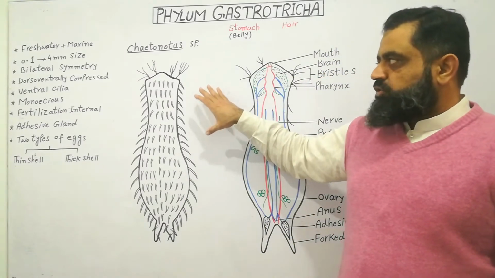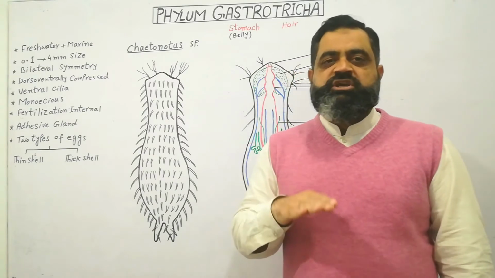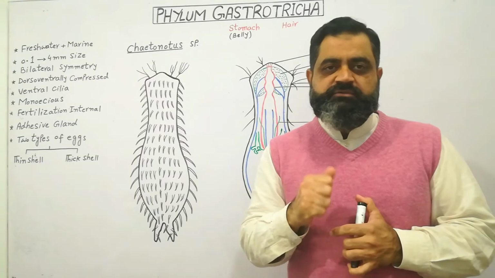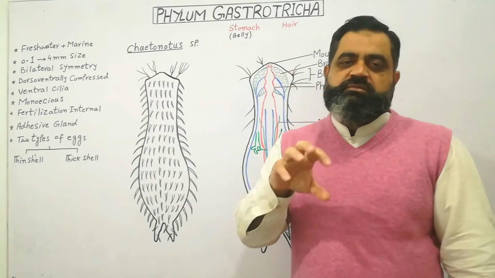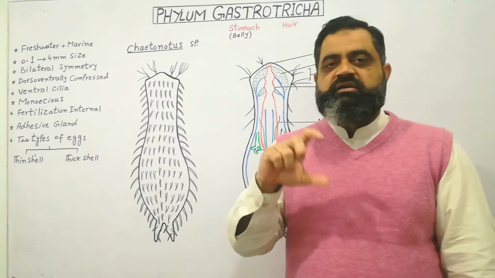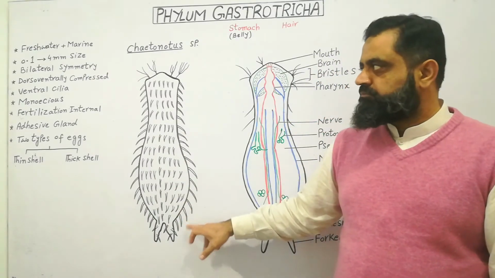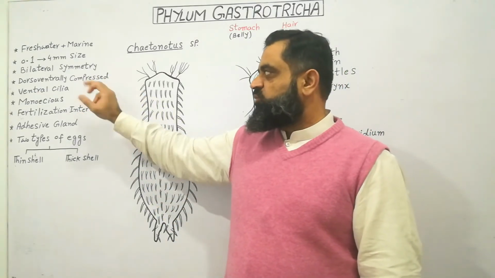These animals are dorsally compressed, dorso-ventrally compressed. It means that their shape is just like my hand or a leaf of a plant, with a dorsal side and a ventral side. But these animals have many cilia, hair-like appendages, on the ventral side of the body, as you can see in the diagram. So they are dorso-ventrally compressed and they contain ventral cilia.